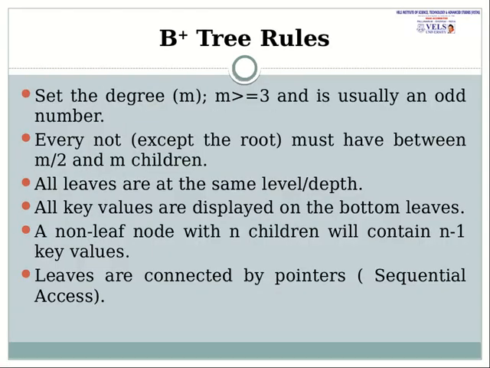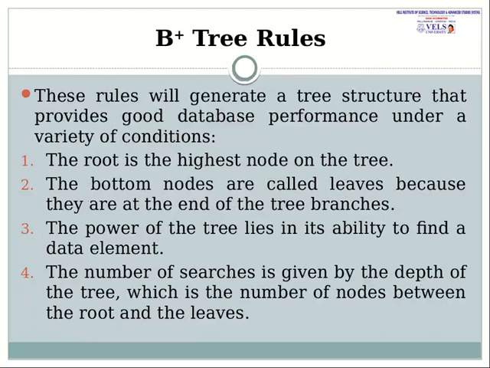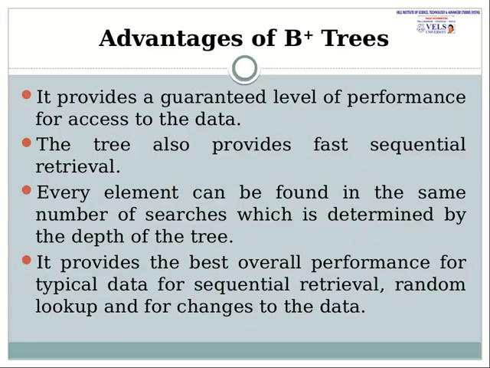These are the basic rules for a B plus tree. Set m greater than 3, that is, the depth of the tree is 3, either an odd number. Every node except the root node must have between m by 2 and m children. All leaf nodes are at the same level and depth, and all key values are displayed in the bottom leaves. Non-leaf nodes with n children have n minus 1 key values. Leaves are connected with pointers, for either sequential access or random access. It's the same rules. And what are the advantages of B plus trees?